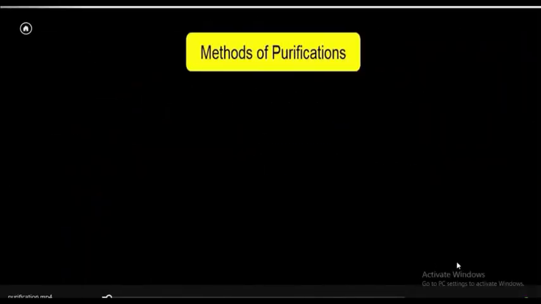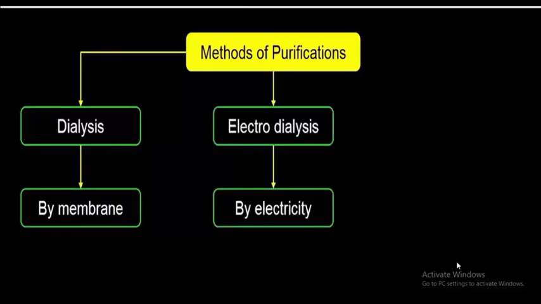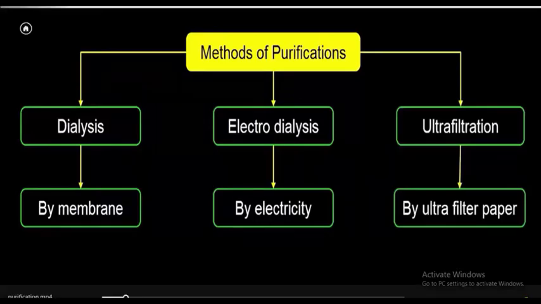So methods of purifications. As you know, there are 3 different types of purification. One is dialysis, that is carried out by membrane. Another one is electrodialysis, that is carried by electricity. And ultrafiltration, that is carried by using ultrafilter paper. So these are the 3 different methods of purifications, and they are carried by different ways.